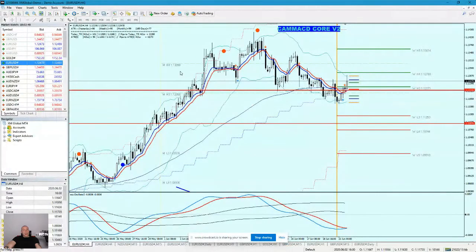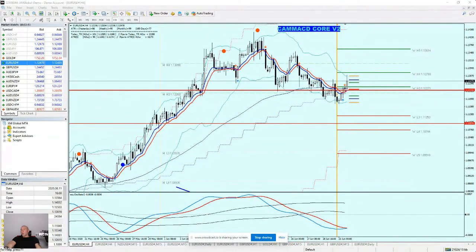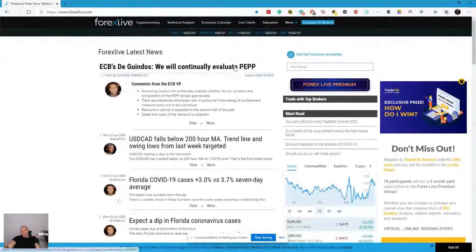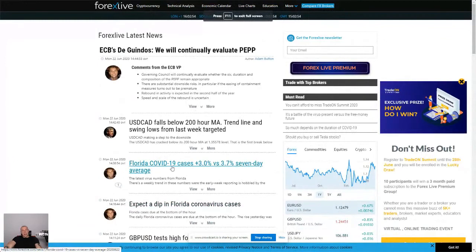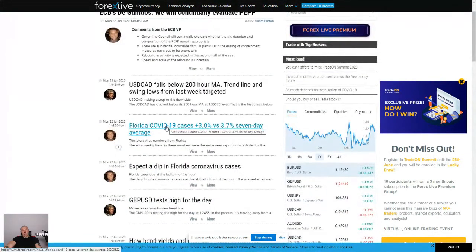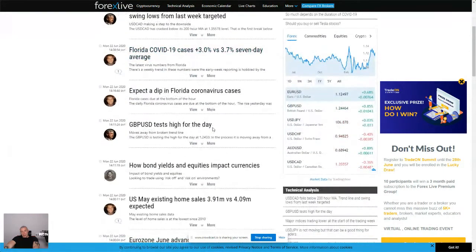And a quick outlook of the markets again before we start. Florida has a new report on COVID cases, plus 3 versus the 3.7 day average. So again, basically cases are rising. So we see a little bit of weakness during the U.S. session.